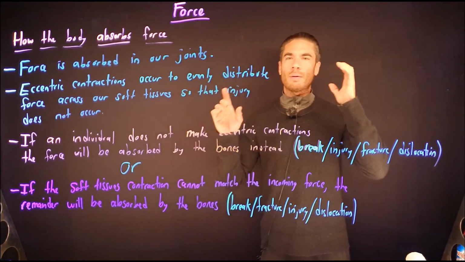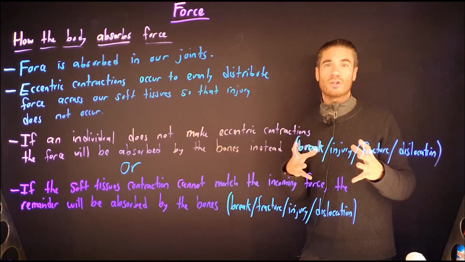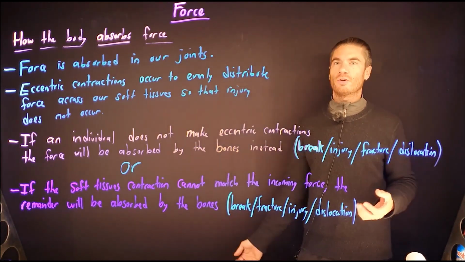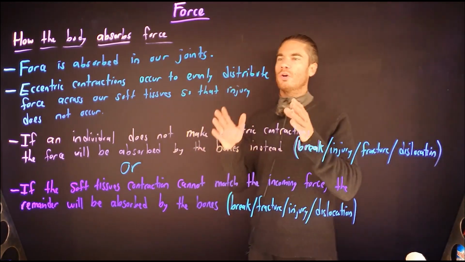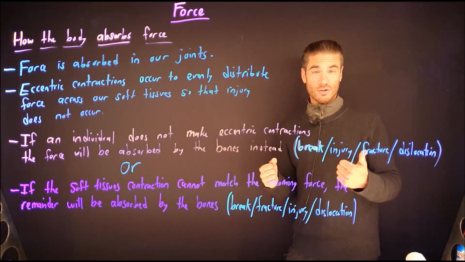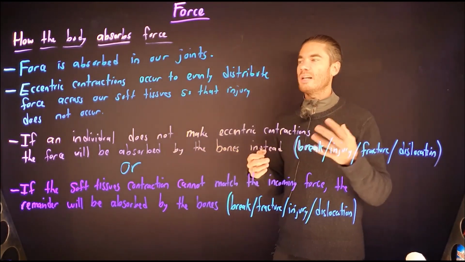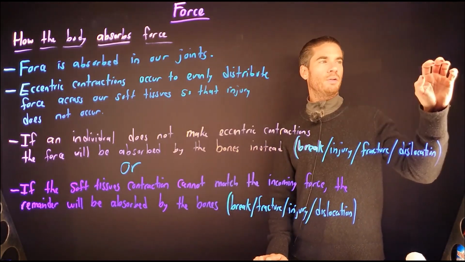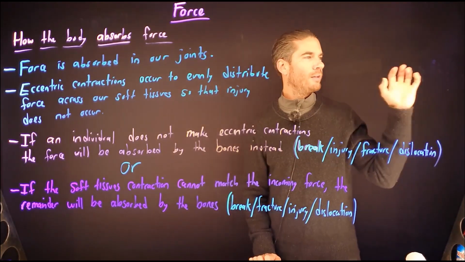Eccentric contractions. So remember, an eccentric contraction is where a contraction occurs but the muscle lengthens, so not concentric, okay? They occur to evenly distribute the force across the soft tissue, so that's connective tissues as well as the muscles, so that injury does not occur. So when my fingers touch this board, okay, I can't do it in slow-mo.